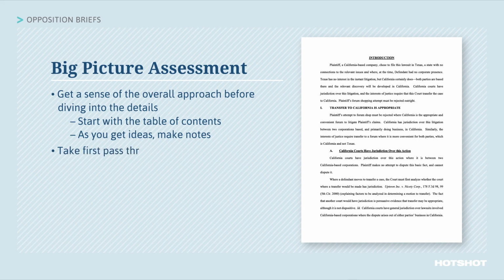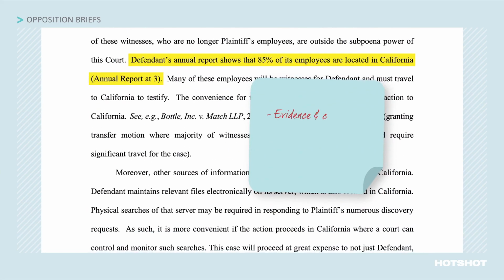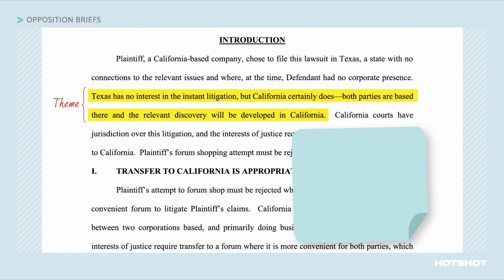Next, do your first pass through the brief to better understand the substance of the arguments. Pay particular attention to the order your adversary chose to put the arguments in, which signals what they think are their most important arguments, the evidence or cases they rely on most heavily, which you'll need a strong response to, and the theme of the motion, which you'll try to challenge with your own theme.